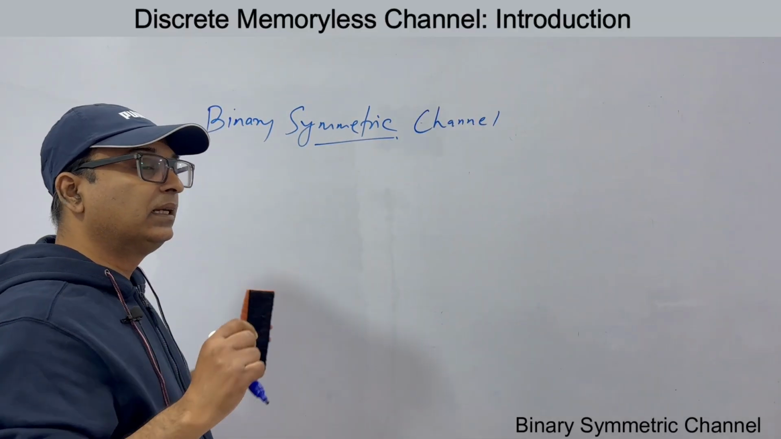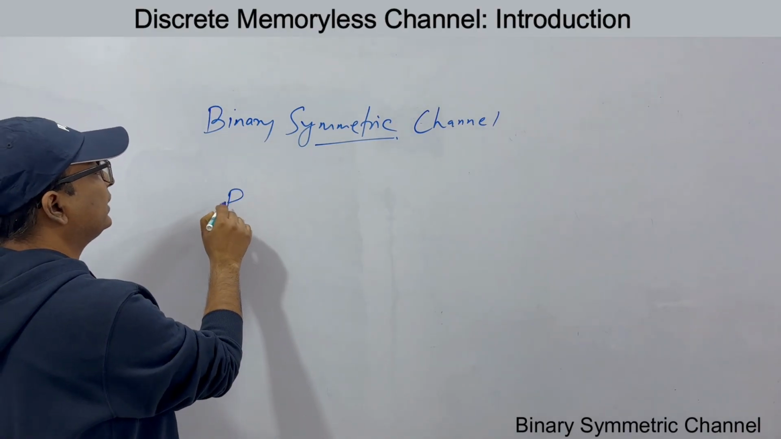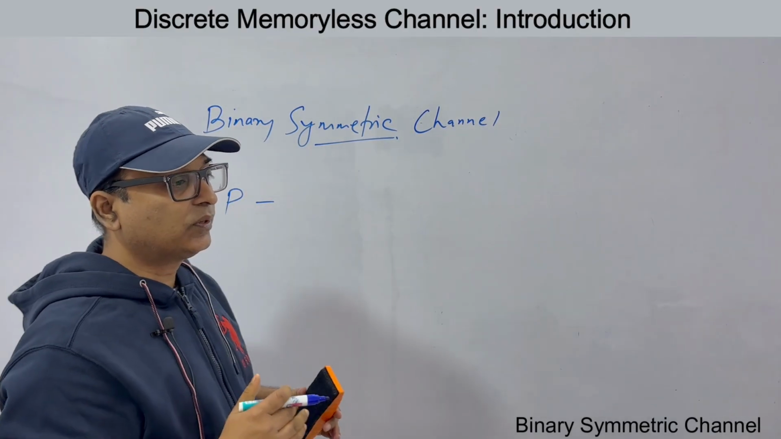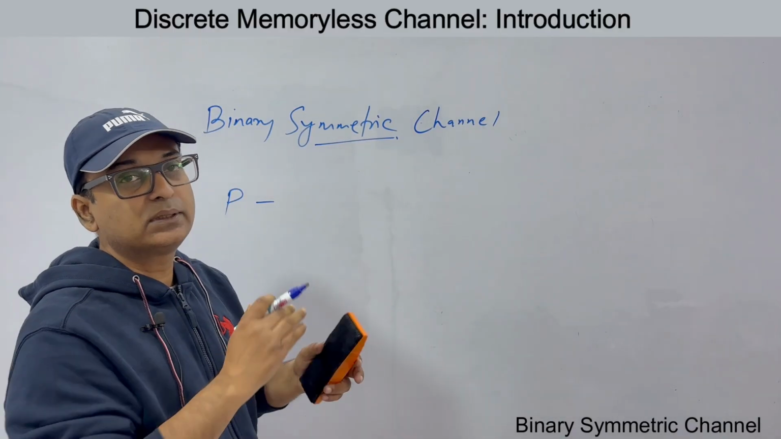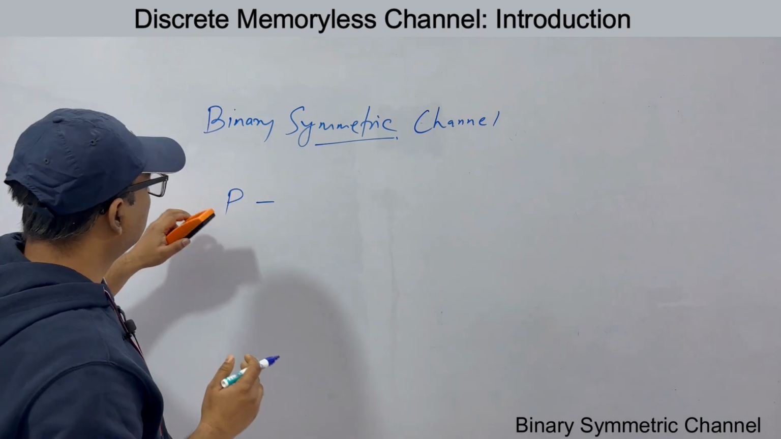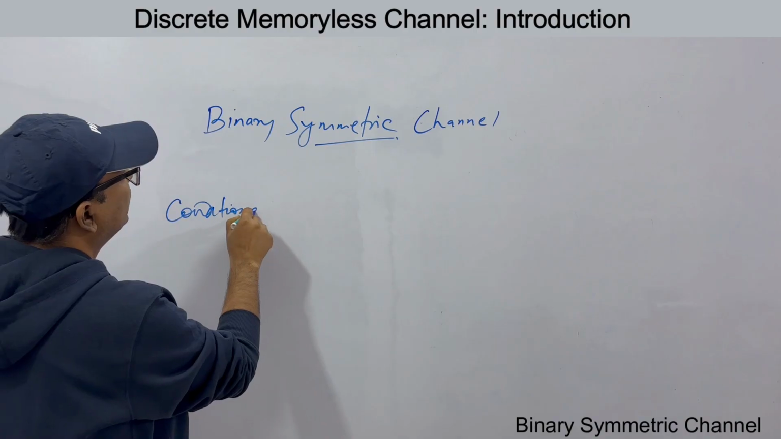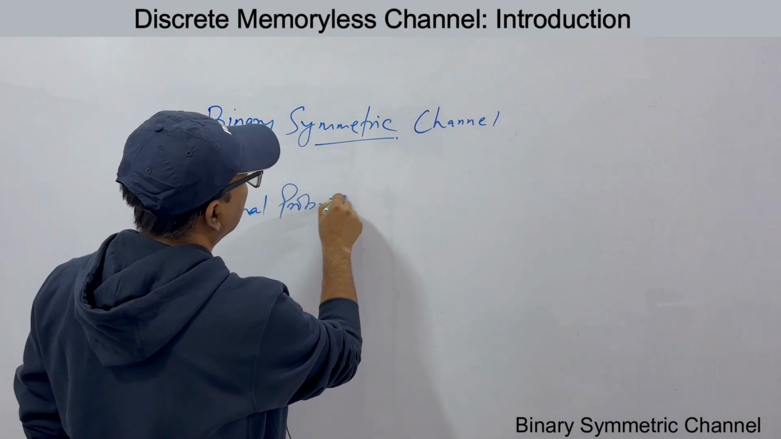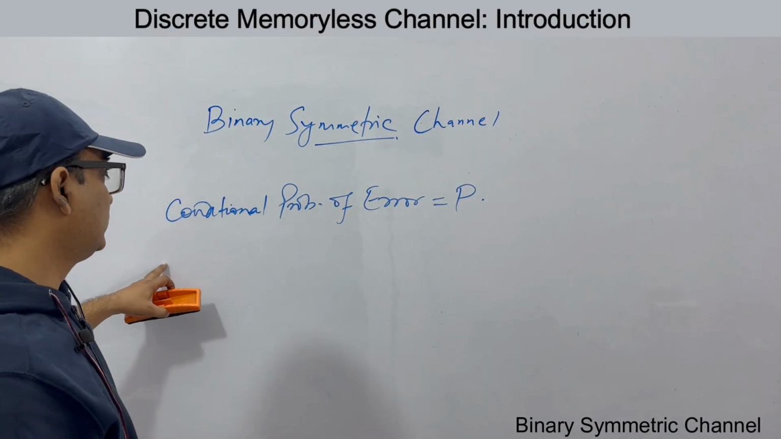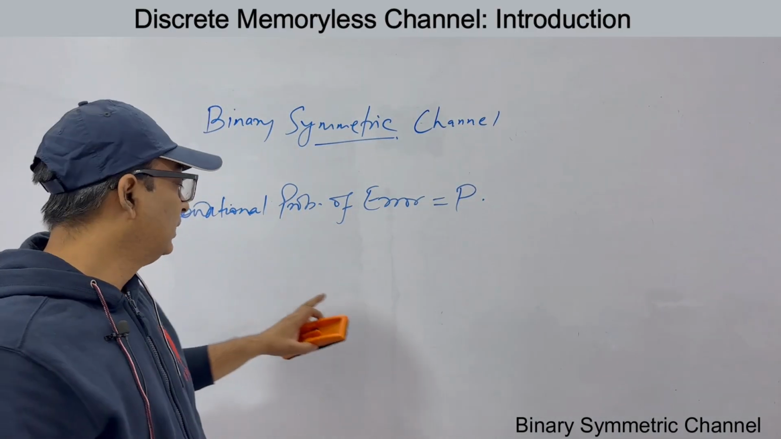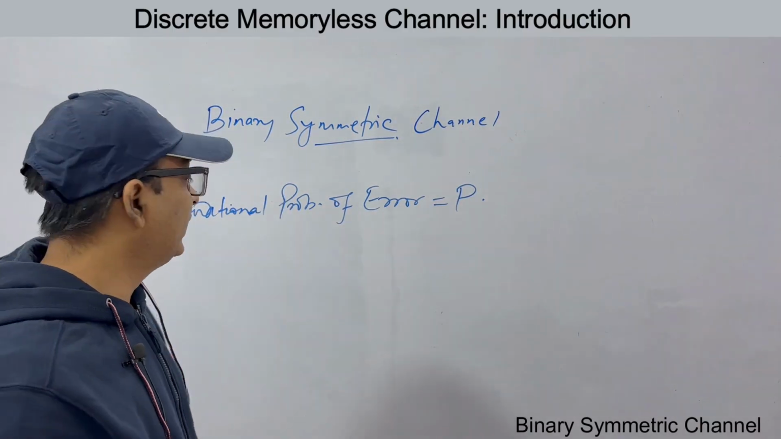Let's say the conditional probability of error is p, that is the chance of flipping, because 0 can become 1 or 1 can become 0. This is the only possibility. The term is called conditional probability of error, and you should learn this. If this is p, what is the meaning? That you send 0 and you get 1, or you send 1 and you get 0.